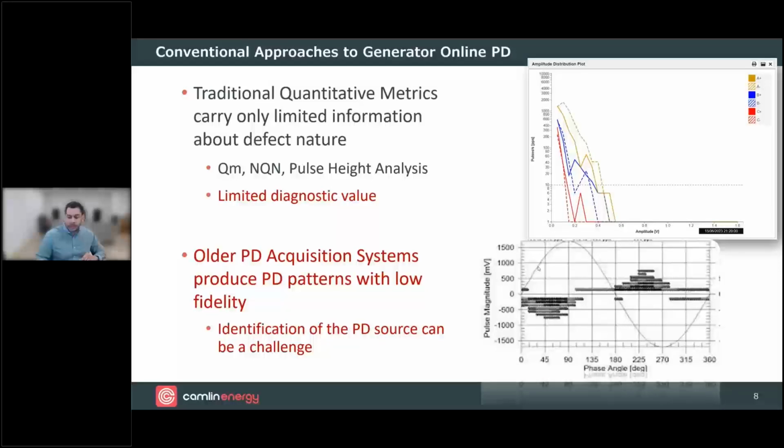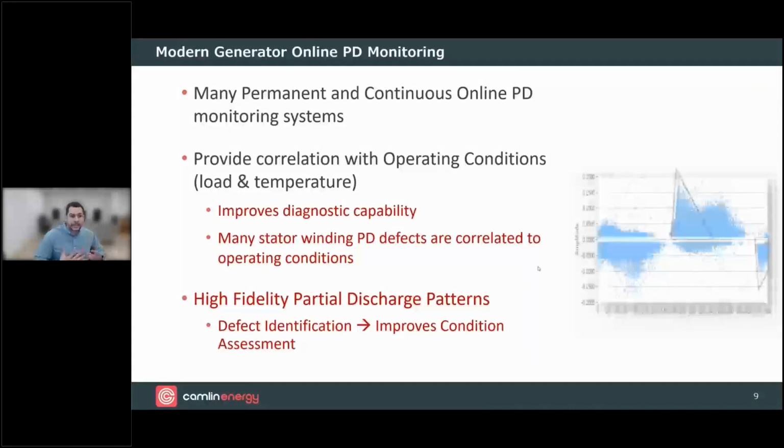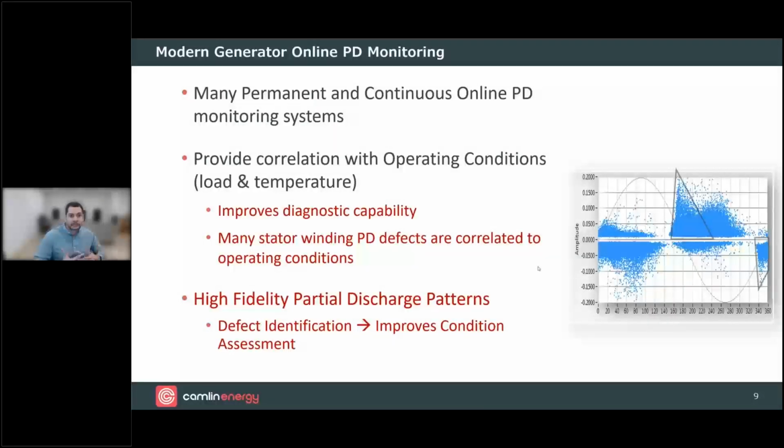Okay, so considering that, some of the benefits of modern online partial discharge monitoring for generators is that one, many are permanent and continuous.